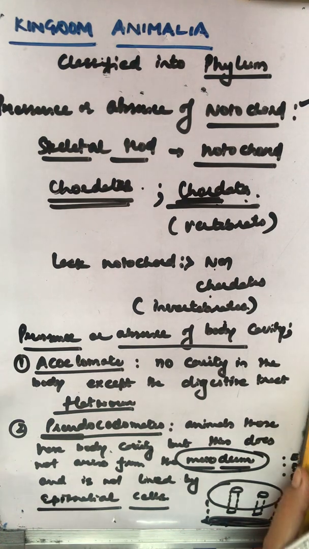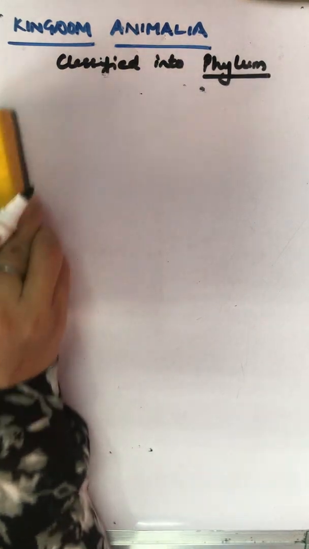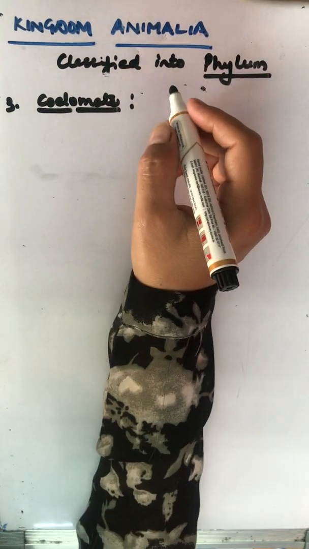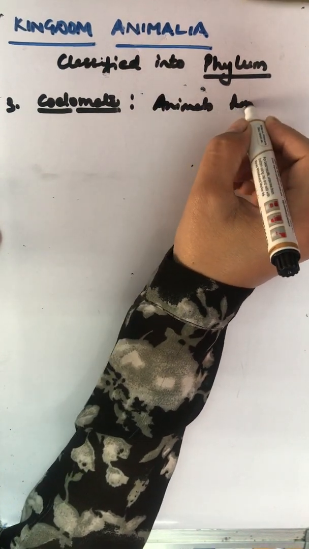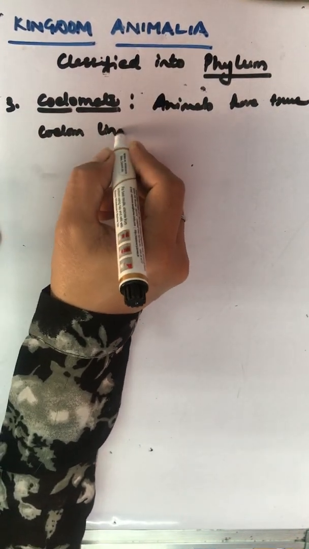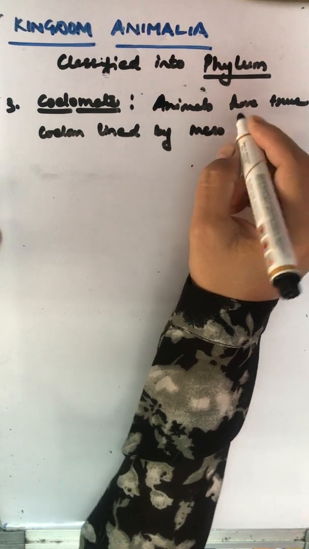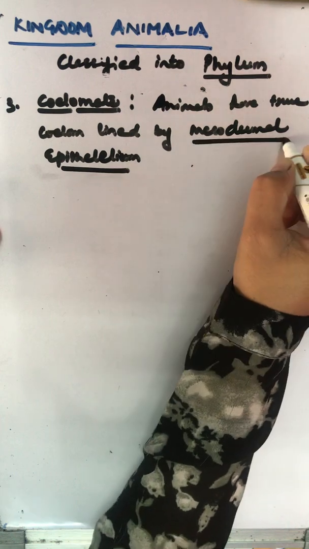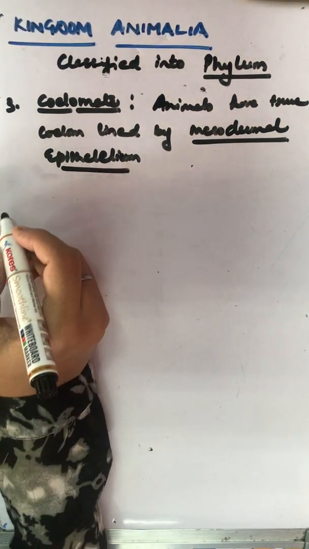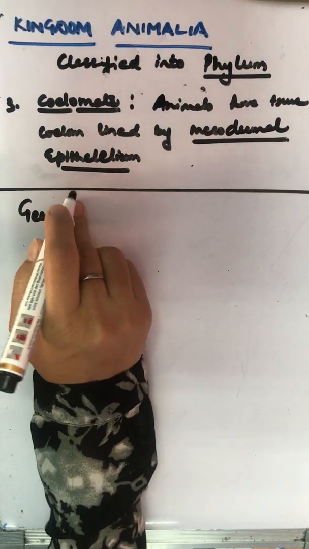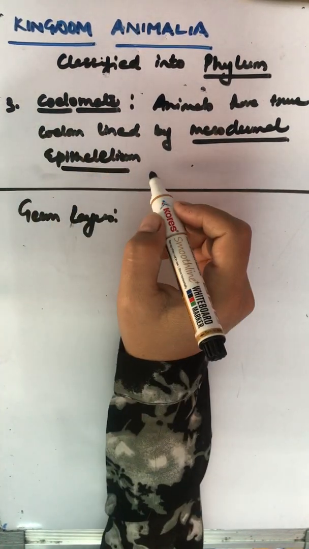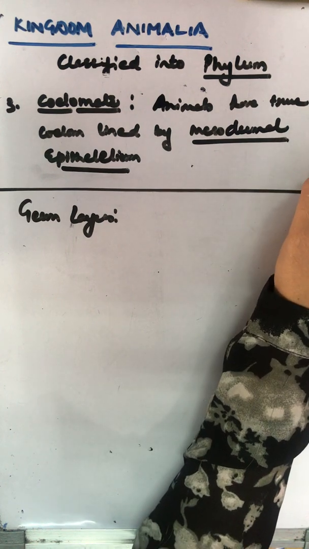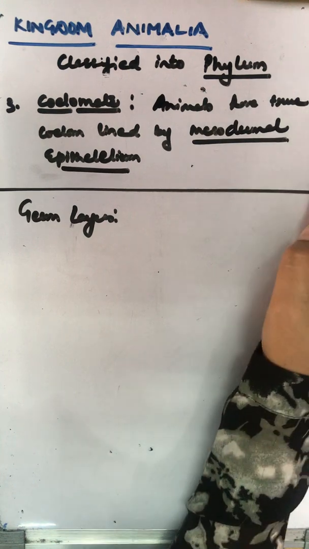Then the third is coelomate. Coelomate means animals that have a true coelom, lined by mesodermal epithelium, are known as coelomate. Here you have to simply understand that there is a true coelom, meaning they have a proper body cavity, lined by the mesodermal epithelium. That means the proper lining is also there. They have a proper anterior end and posterior end.